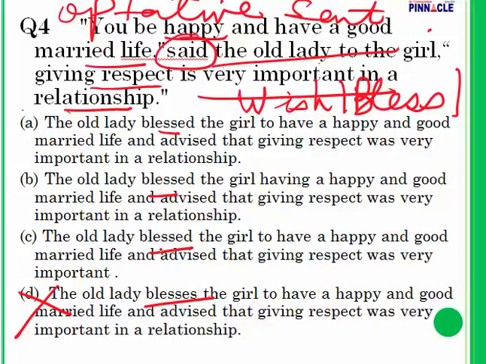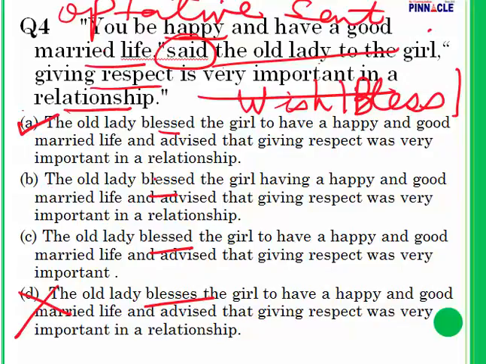Now, let's look at the first sentence. The old lady blessed the girl to have a happy and married life and advised that giving respect was very important in the relationship. I don't find any error. I'll just put a tick here and I'll come back to it after going through all the others.